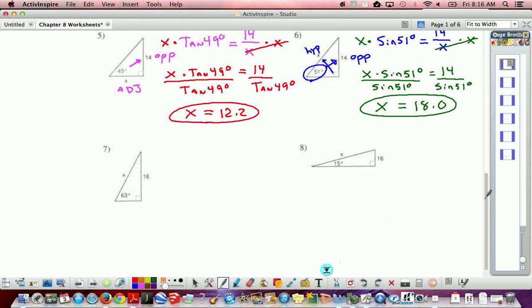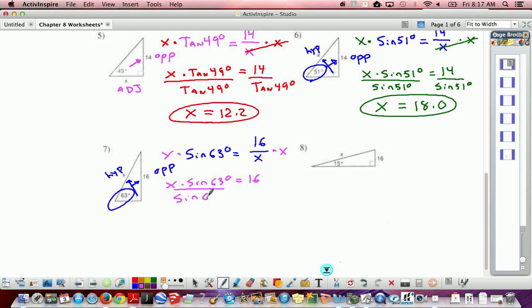Last 2 problems on this page. So here's 63. Across from it is our opposite. Across from the right angle is always hypotenuse. So we're doing sine again. So sine of 63 degrees is equal to 16 over x. So this is exactly like number 6, just different numbers. Multiply both sides by x. So x times sine of 63 equals 16. Divide both sides by sine of 63.